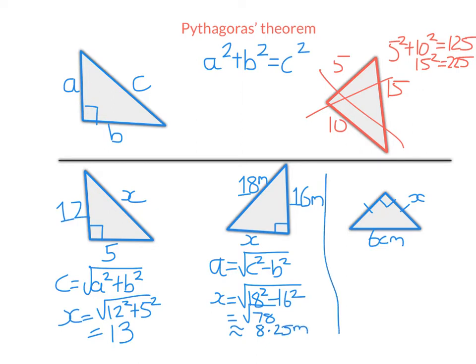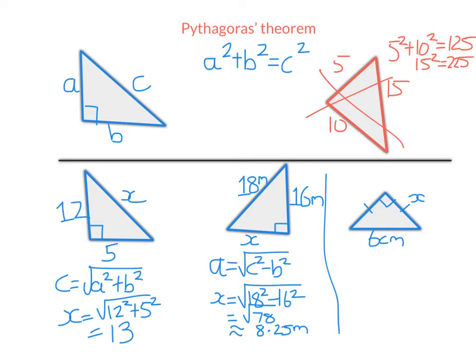All right, let's look at this last one. So we can also use Pythagoras to find the two shorter sides of a right-angled isosceles triangle. This triangle is right-angled, but also isosceles because two sides are equal. 6 is the longer side because it's facing the right angle.